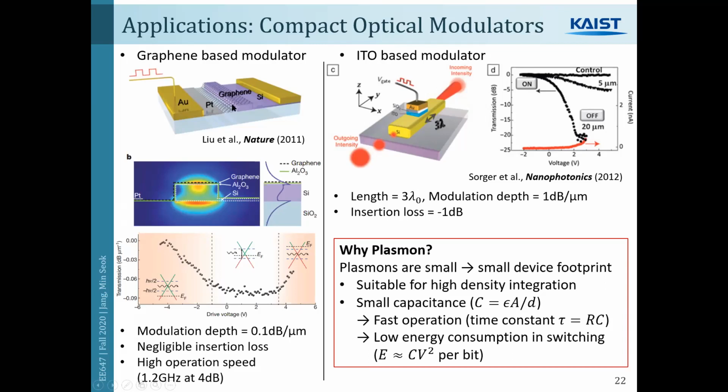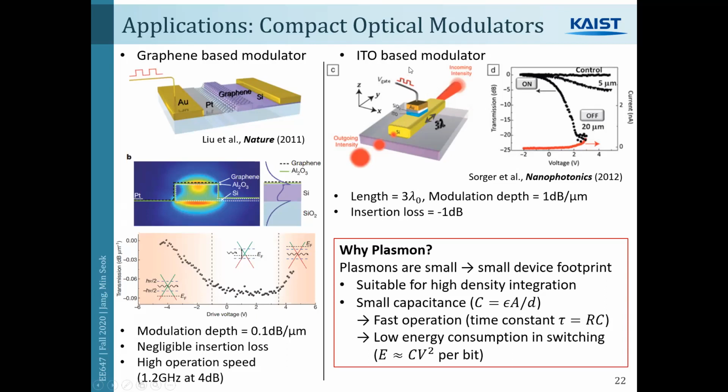So here you need about 10 micron length in order to achieve enough modulation, but it's pretty fast. And the modulation mechanism is turning on and off the absorption of graphene.